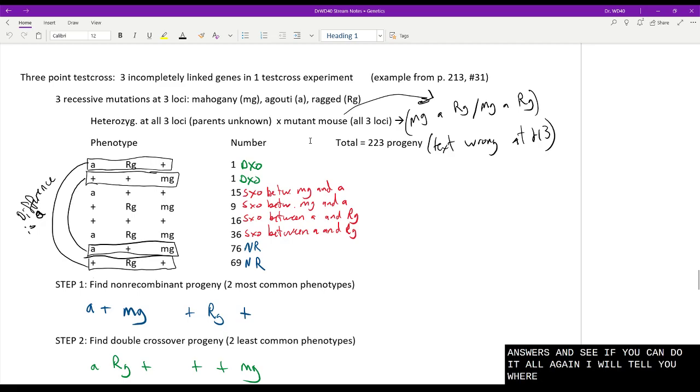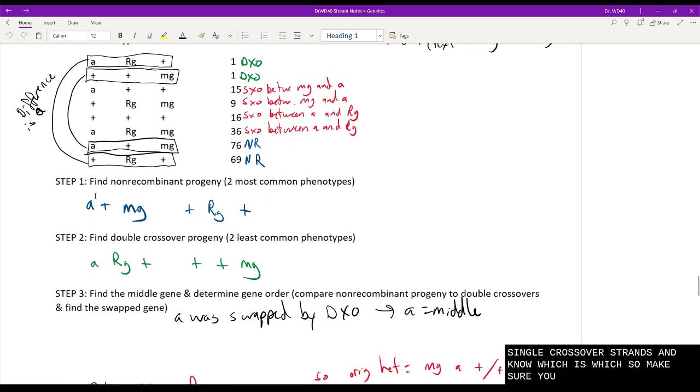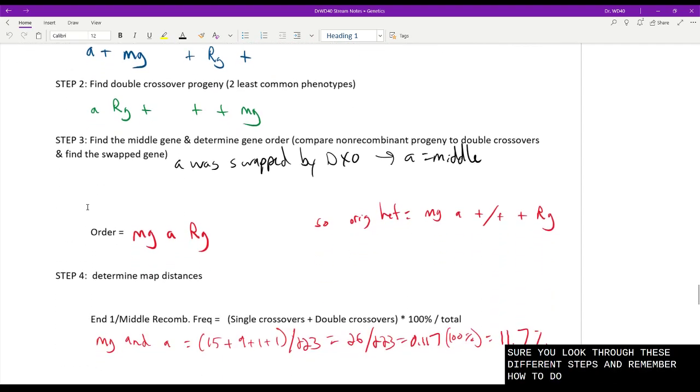I will tell you right now, there's going to be a 3-point test cross that looks just like these on the exam. And you're going to have to map the 3 genes and state the distances between them. And it's worth, I think, 15 points total, the entire question. So you have to label the non-recombinant strands, you have to label the double crossover strands and the single crossover strands and know which is which. So make sure you look through these different steps and remember how to do it.